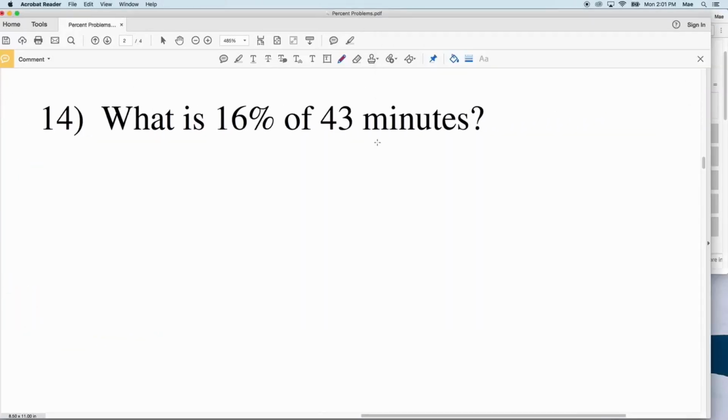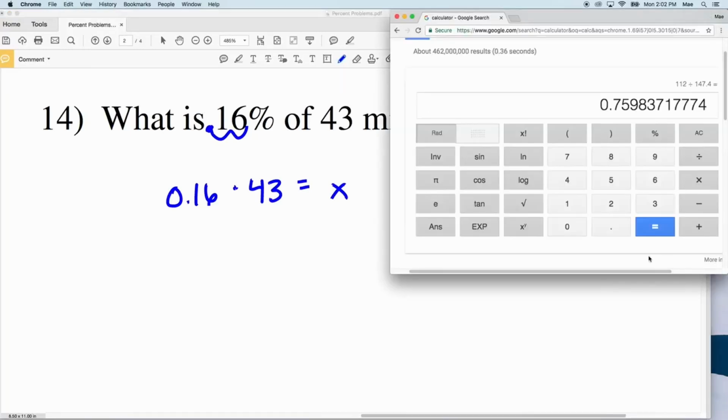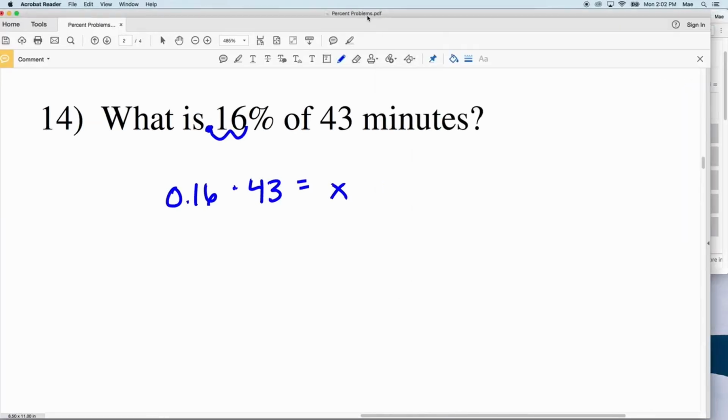Number 14 asks, what is 16% of 43 minutes? Converting to a decimal, we're looking at 16% of 43 minutes is some number x. So the number we're solving for. We're going to take 0.16, multiply that by 43 to get 6.88. 6.88 rounds to 6.9.